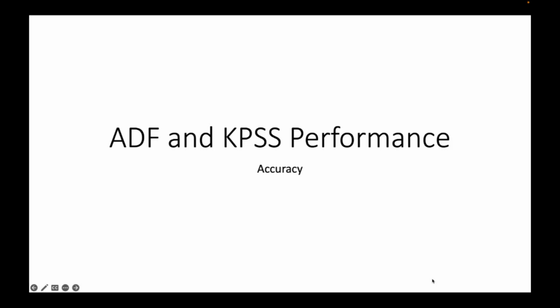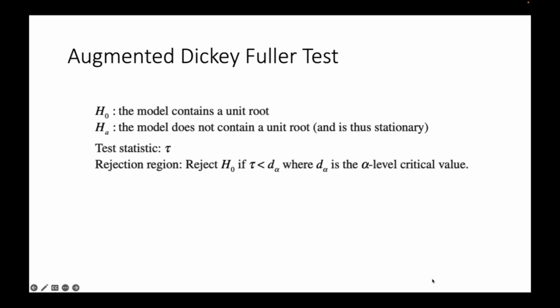Let's discuss the performance of the ADF and KPSS tests. First, let's review what the ADF and KPSS tests are. Jumping into the ADF, we recall that's the augmented Dickey-Fuller test, where H0 is that the model contains a unit root, which is consistent with a non-stationary process, and HA is that the model does not contain a unit root, which is consistent with a stationary process.